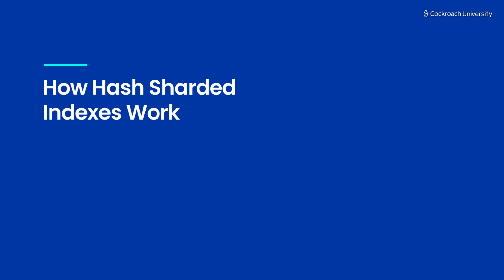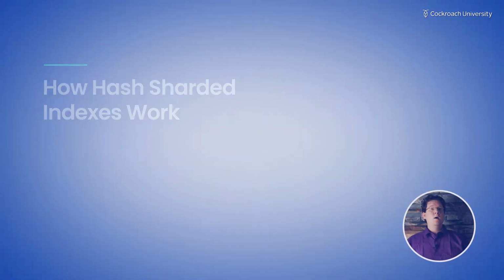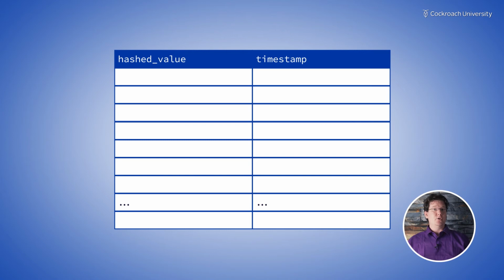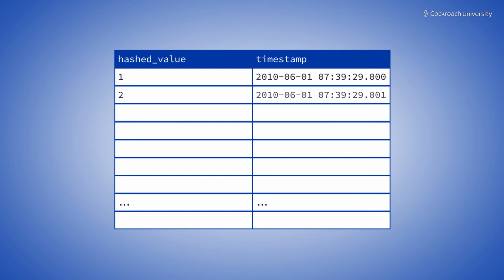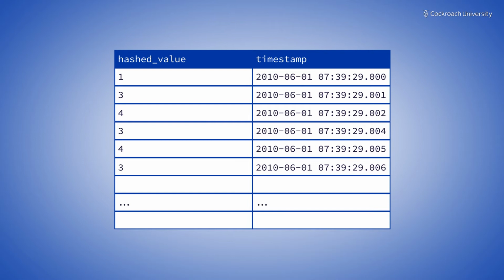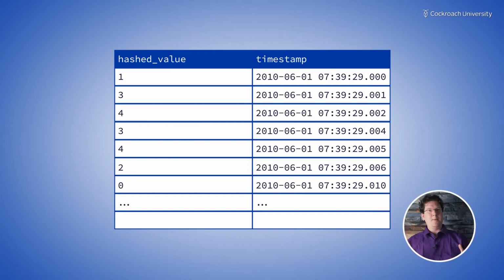How hash-sharded indexes work. What CockroachDB does under the hood for a hash-sharded index is it creates a computed column to hold the hash, and it uses that hash value as the first column of the primary index of your table. That way, the next insert goes to a pseudo-random node instead of the same node as the last insert. We call each hash value a bucket because each insert will go into one of the buckets.